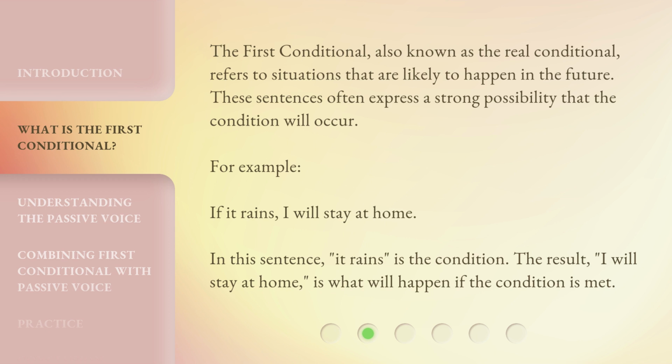The first conditional, also known as the real conditional, refers to situations that are likely to happen in the future. These sentences often express a strong possibility that the condition will occur. For example, if it rains, I will stay at home. In this sentence, it rains is the condition. The result, I will stay at home, is what will happen if the condition is met.